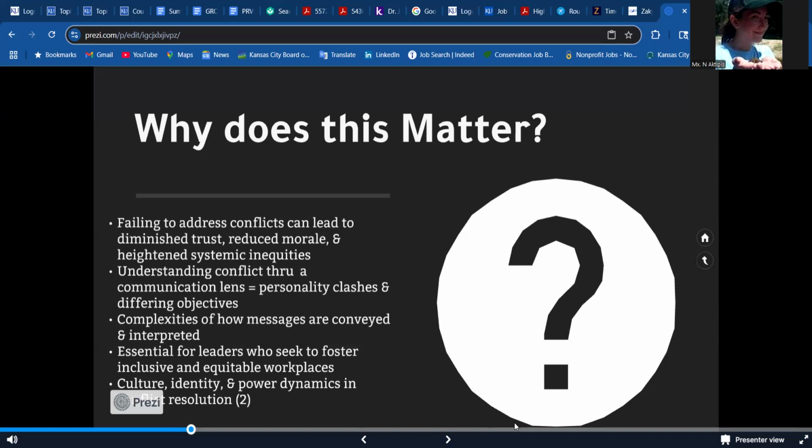And workplace conflicts are super complex, right? So it can oftentimes involve maybe a general misunderstanding, or a message was interpreted not well, or what have you, right? So navigating these conflicts and resolving them is super essential for leaders who want to foster inclusiveness and equitability within the workplace, right? So there's a need to understand cultures, identities, and power dynamics, and how those are going to play into conflict resolution.